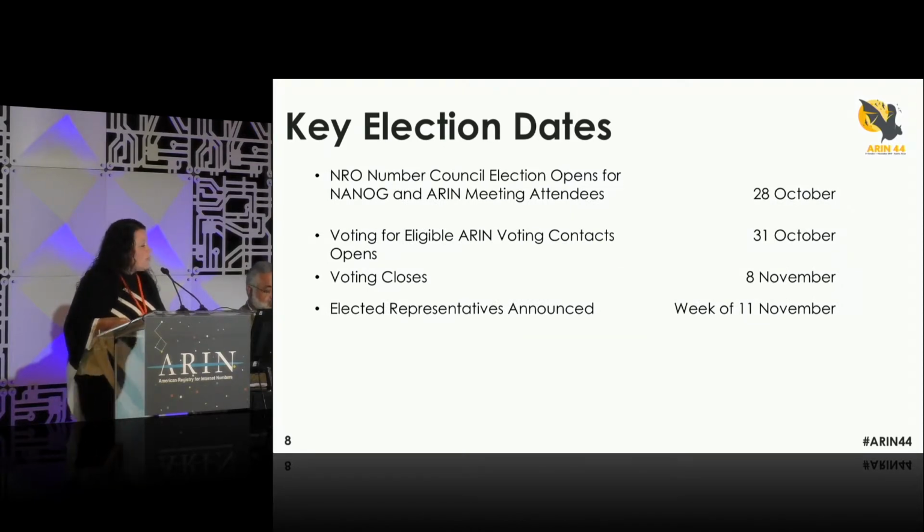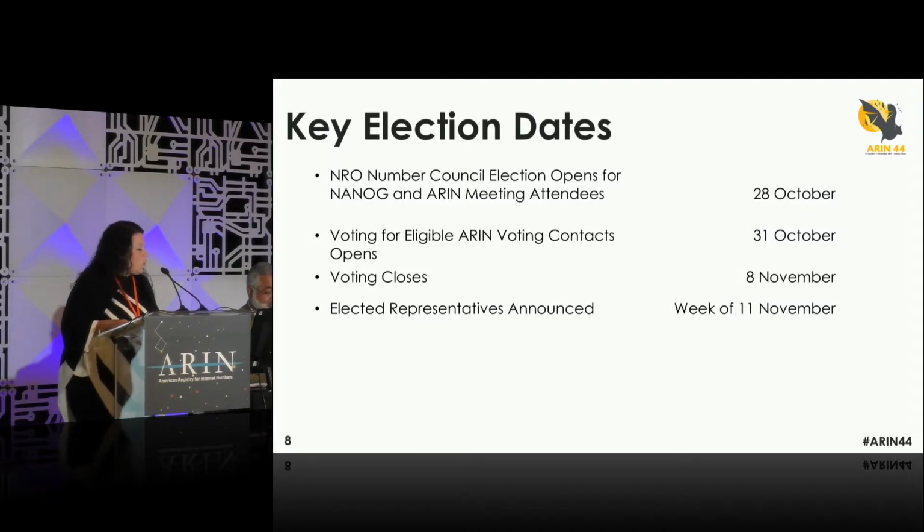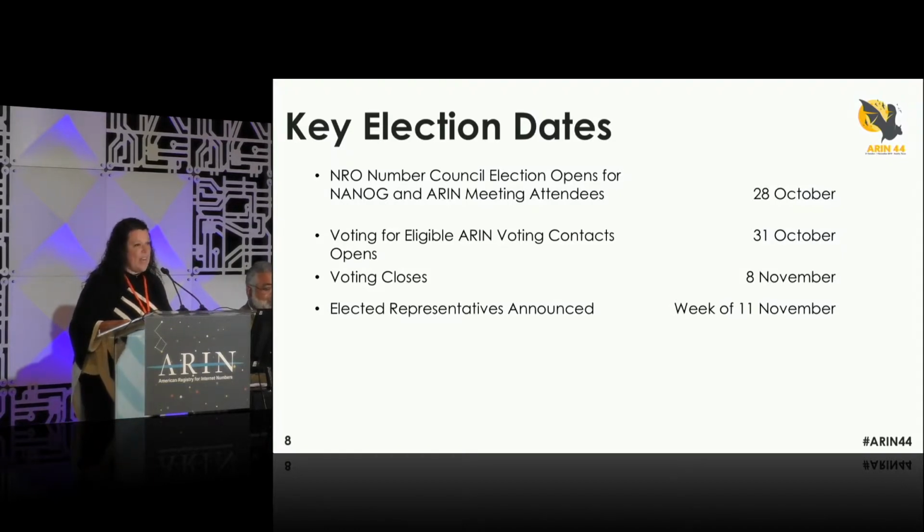The NRO Number Council election opened for NANOG and ARIN meeting representatives this Monday on October the 28th. If you are a meeting attendee and not necessarily an eligible voting contact, you should have received an email with a unique link to cast your ballot. You still have time to do so, and the voting for that particular election will close at 6 p.m. on Friday, November the 8th. Voting for eligible ARIN voting contacts, again, opens this afternoon at 3 p.m. Central Time, and elected representatives will be announced the week of November the 11th.